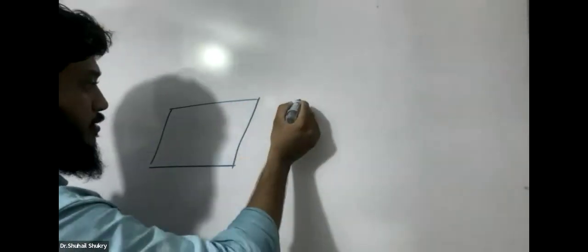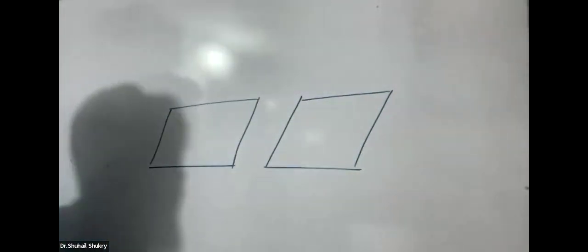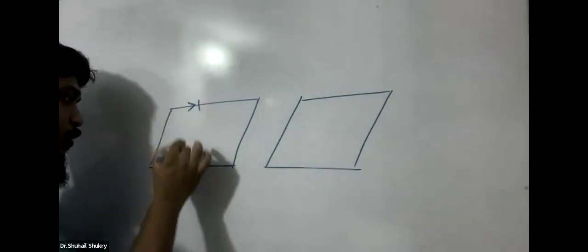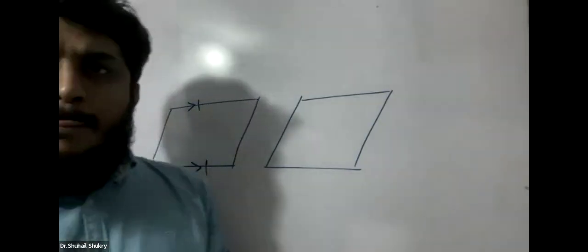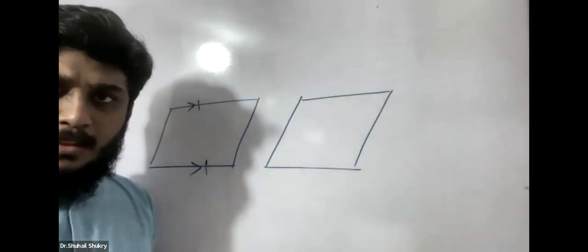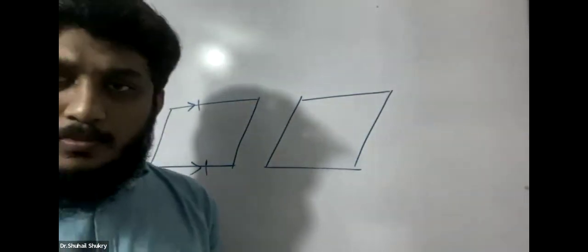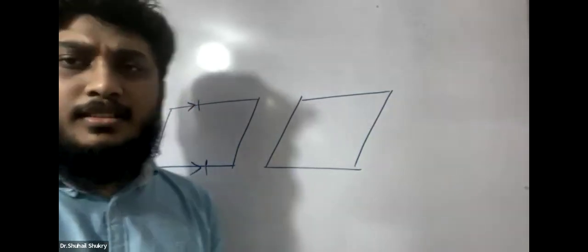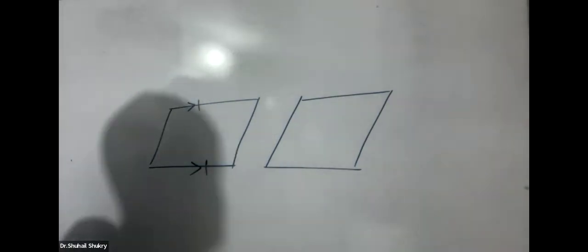This is one. This is another one. Now in this parallelogram, the first rule is opposite sides are equal and parallel. If one side, when you are taking one side, if opposite sides are equal and parallel, then it is a parallelogram, right? Even if just one pair of sides is equal and parallel, that is a parallelogram.